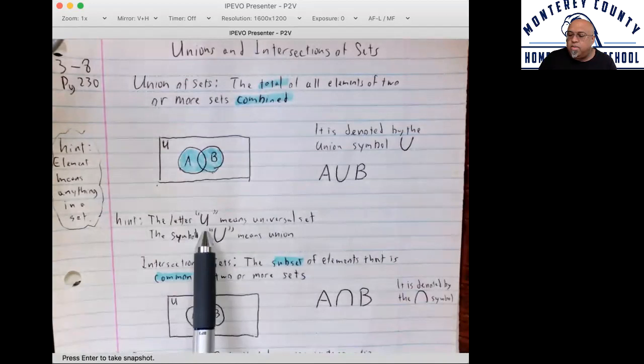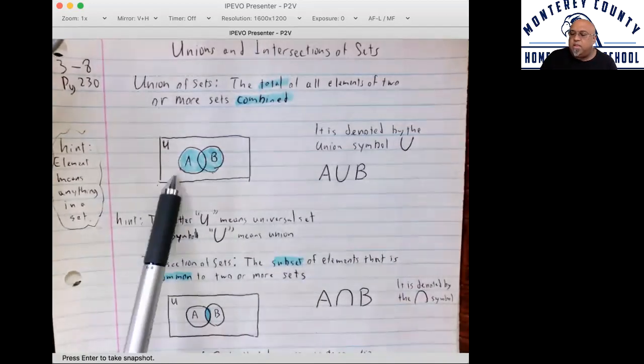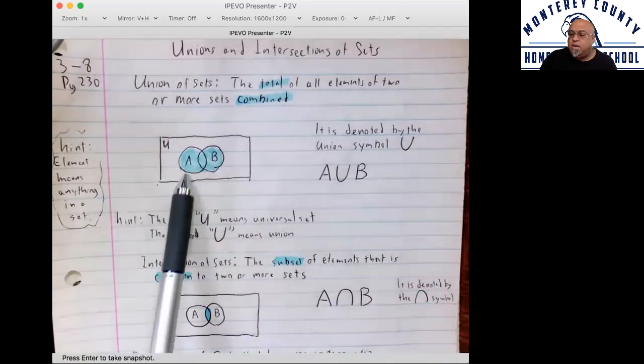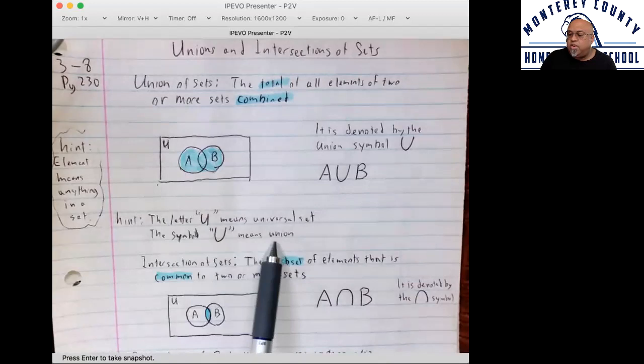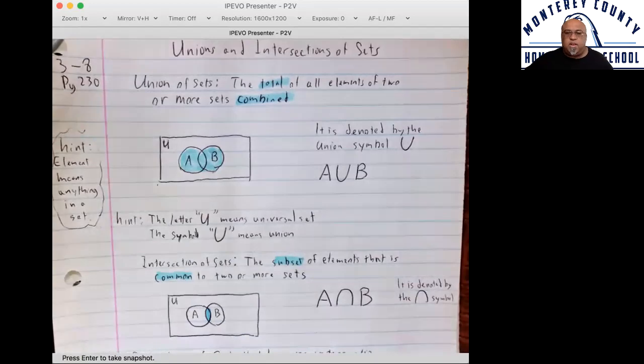The letter U with the tail on it means universal set, meaning everything that could possibly be written in the box. The symbol U means union. And the symbol U, remember, has no tail on the U. So that's how you can tell it from the letter U.